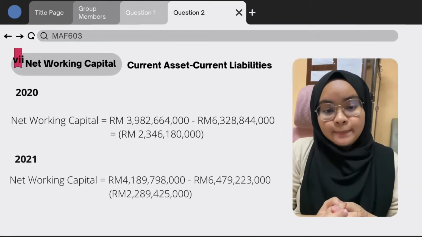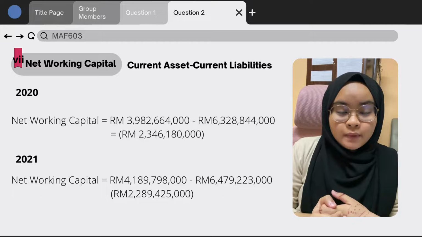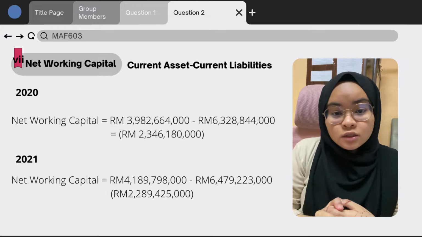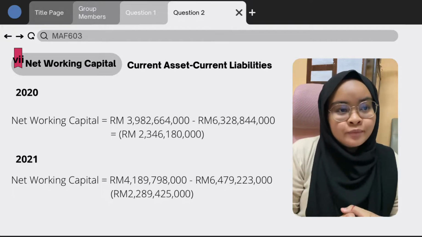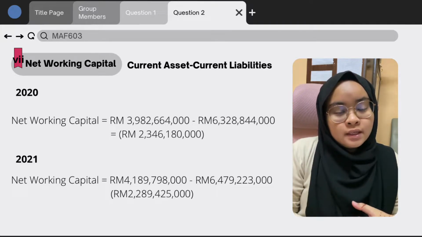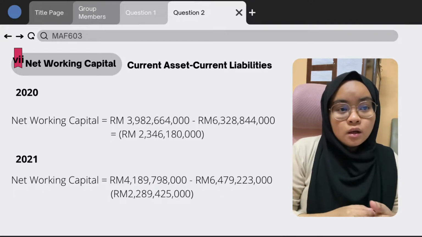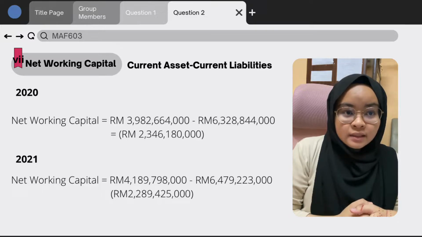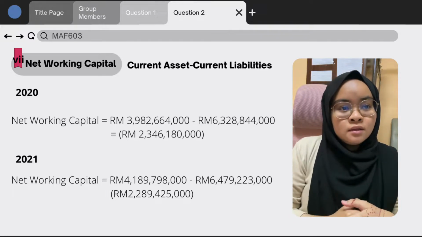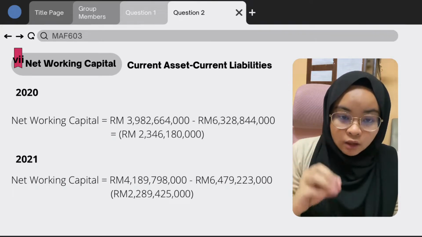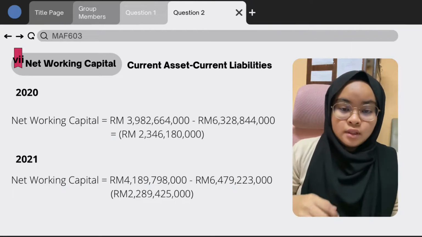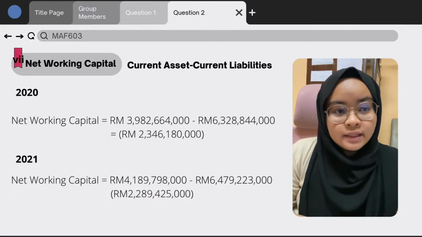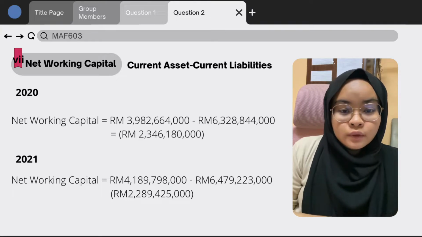Next, for the net working capital, which is current assets minus current liabilities, we need to find the calculation for the years 2020 and 2021. For the year 2020 there has been a loss amounting to 2,345,6,180,000, and for the year 2021 there is also a loss, but there has been a decrease in loss compared to 2020, which is the amount of RM 2,289,000,000 425,000.